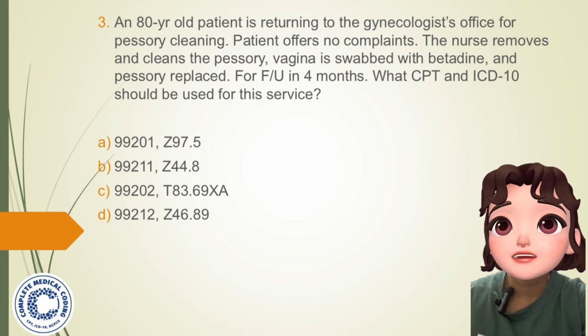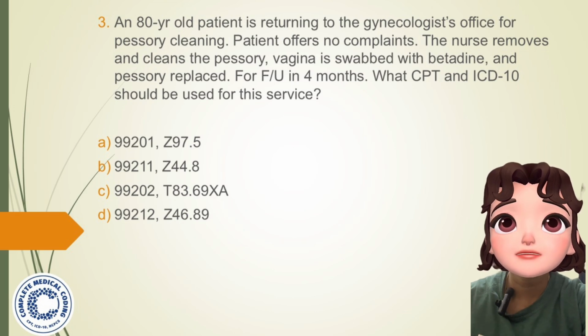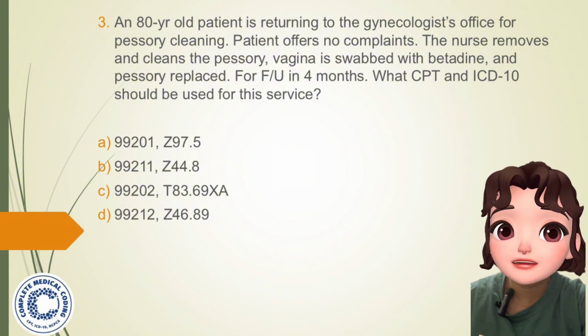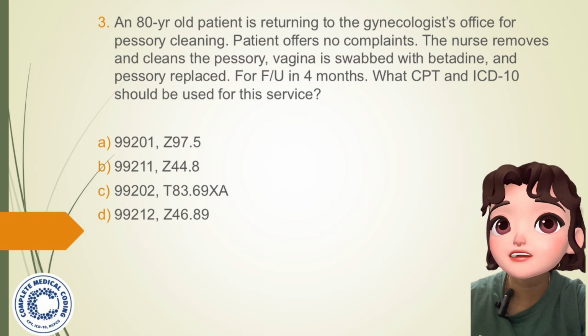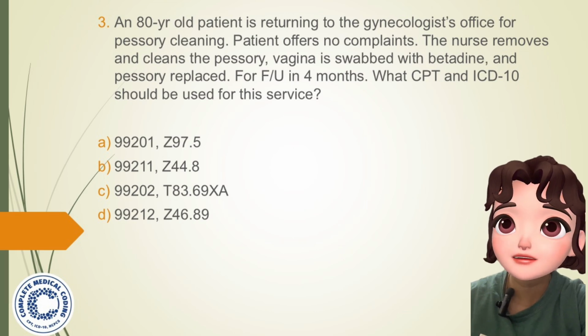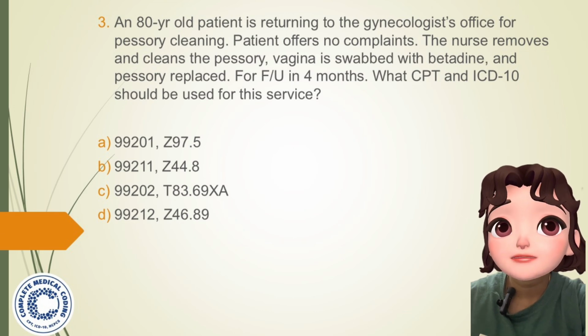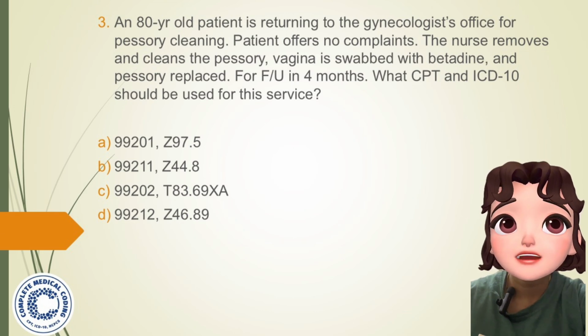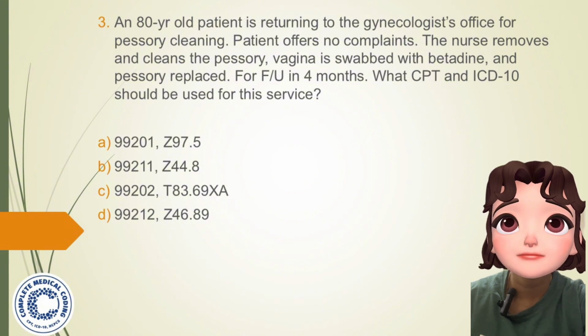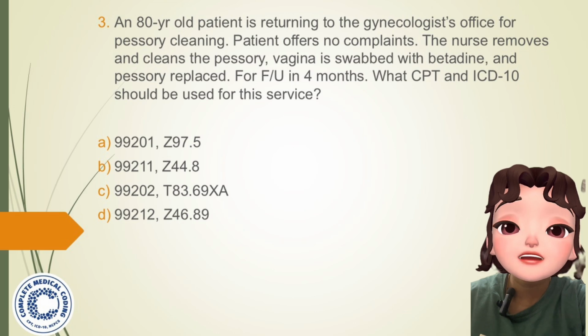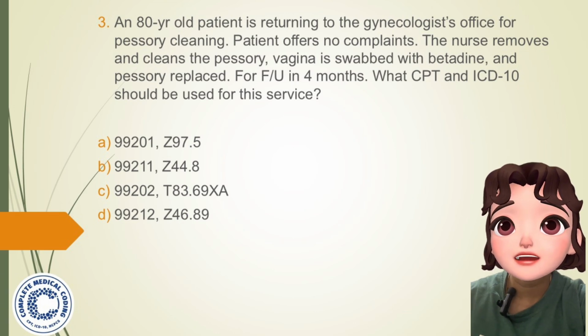Now, what is in option B? Z44.8. Z44.8 means fitting and adjustment of other external prosthetic devices. This is an external prosthetic device. Okay, this is not an IUD, this is not a contraceptive device. Anyway, you will come to know because this is an 80-year-old female. So Z44.8 means fitting and adjustment of external prosthetic device. Still, let's look into the other options, other ICD codes.